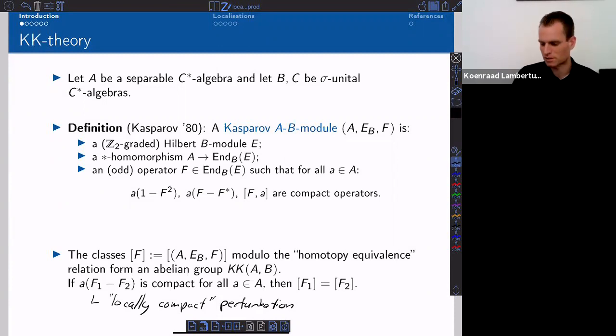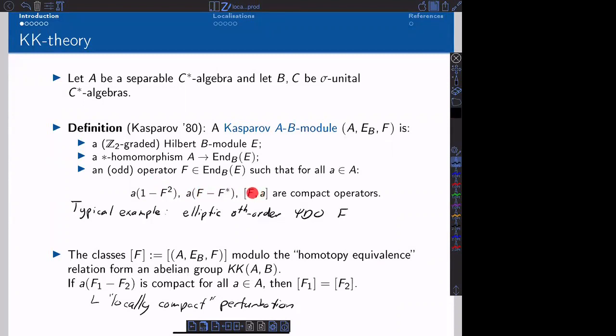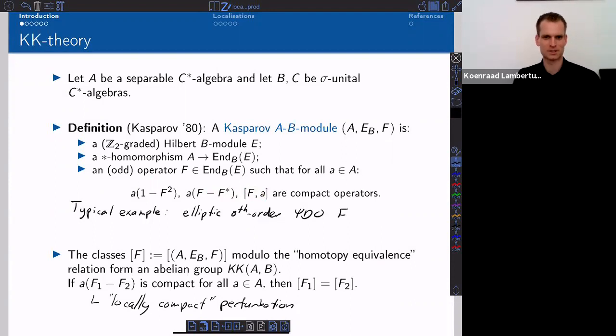Okay, so what's a typical example of a Kasparov module? The example you can keep in the back of your head is elliptic zeroth order pseudo differential operators. So the operator F is an elliptic zeroth order pseudo differential operator. More or less the first condition has to do with the ellipticity of F. The second is saying that F is almost self-adjoint. And the third is saying that it's sort of a pseudo-locality condition on these operators.